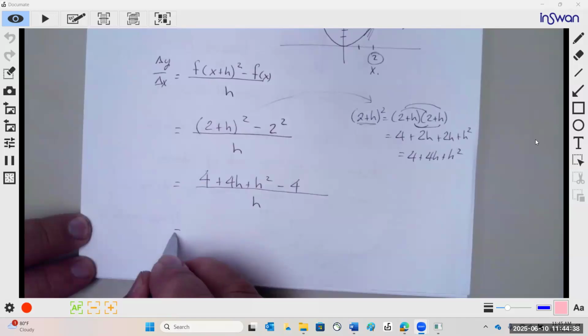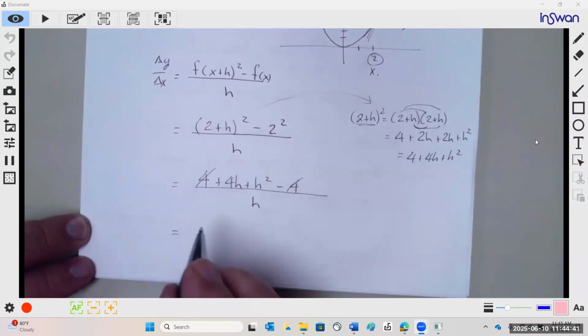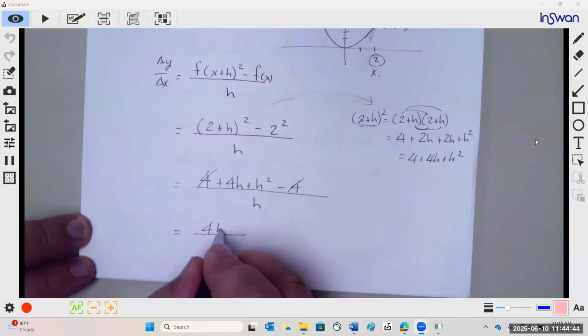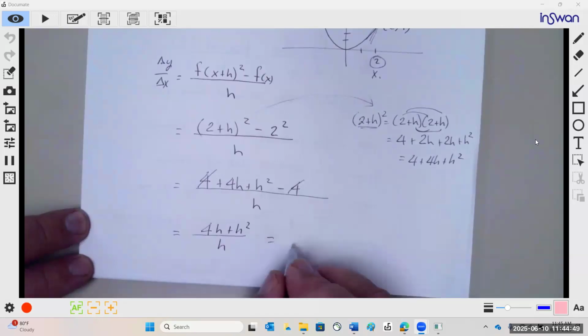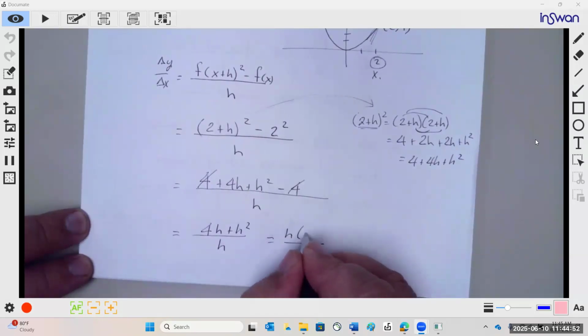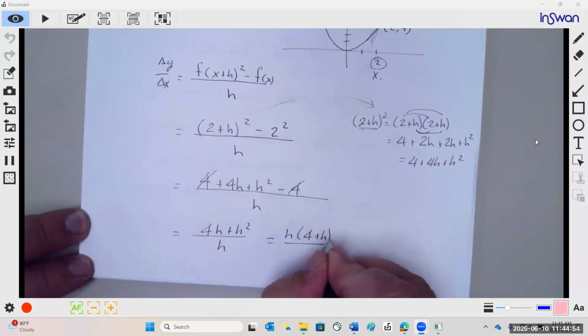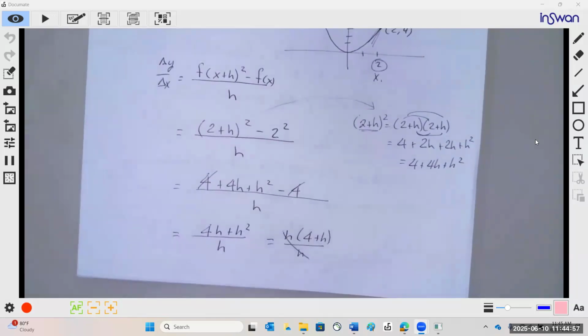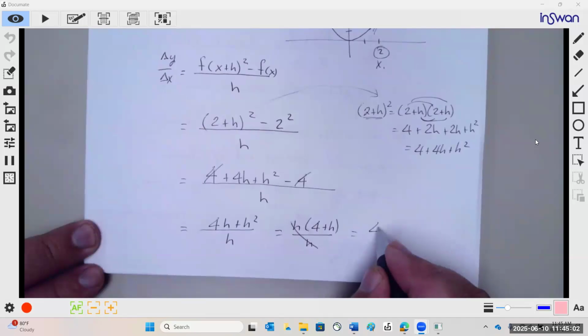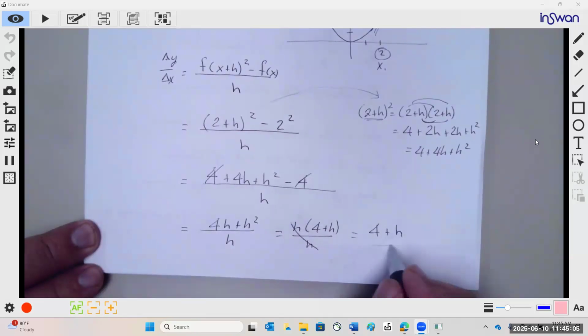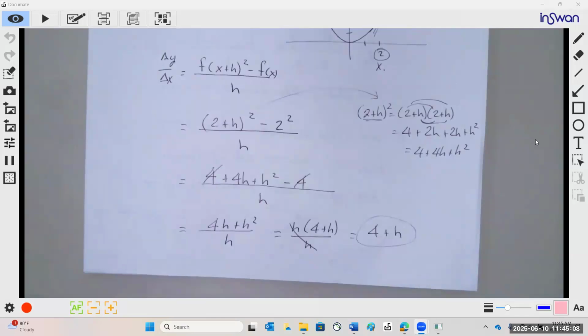Simplify, the 4s cancel. So we have 4h plus h squared over h. We can factor out an h on top. 4 plus h. So we get the value 4 plus h. What does that represent for us? What does this equation represent for us?